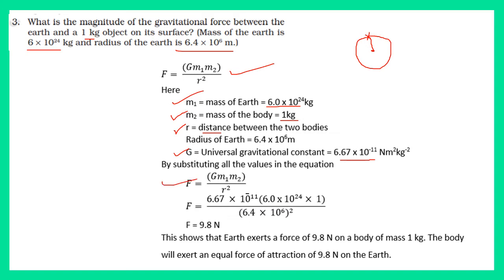So on solving this, we get the value of F, that is 9.8 Newton. So it shows that Earth exerts a force of 9.8 Newton on the body of mass 1 kg. The body will exert an equal force of attraction of 9.8 Newton on the Earth.